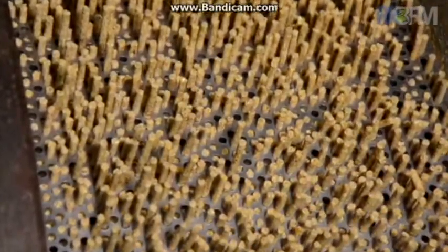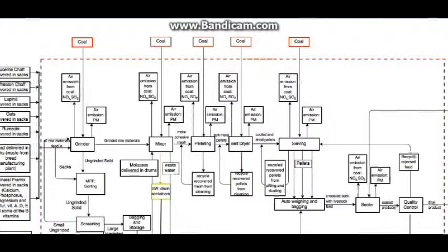Pelleting. The cohesive mash from the mixer is fed into the pelletizer and soft moist pellets are produced. The recovered mash is recycled from cleaning and fed back to the input of this process.